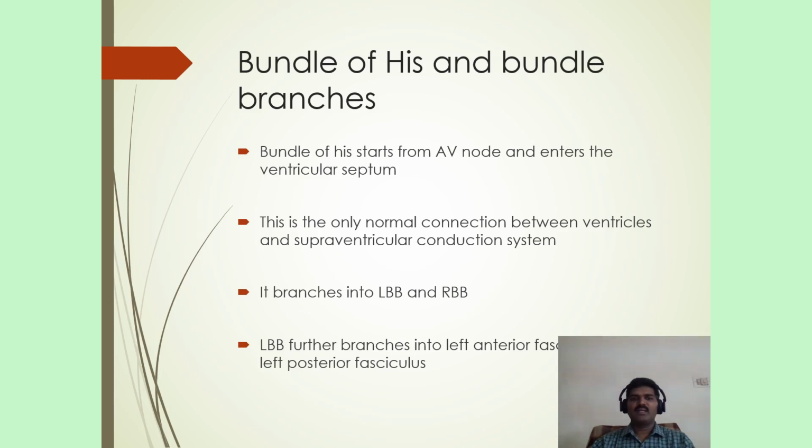Bundle of His and bundle branches. Bundle of His starts from AV node and enters the ventricular septum. This is the only normal connection between the atria and the supraventricular conduction system. It branches into left bundle branch and right bundle branch. Left bundle branch further branches into left anterior fasciculus and the left posterior fasciculus.